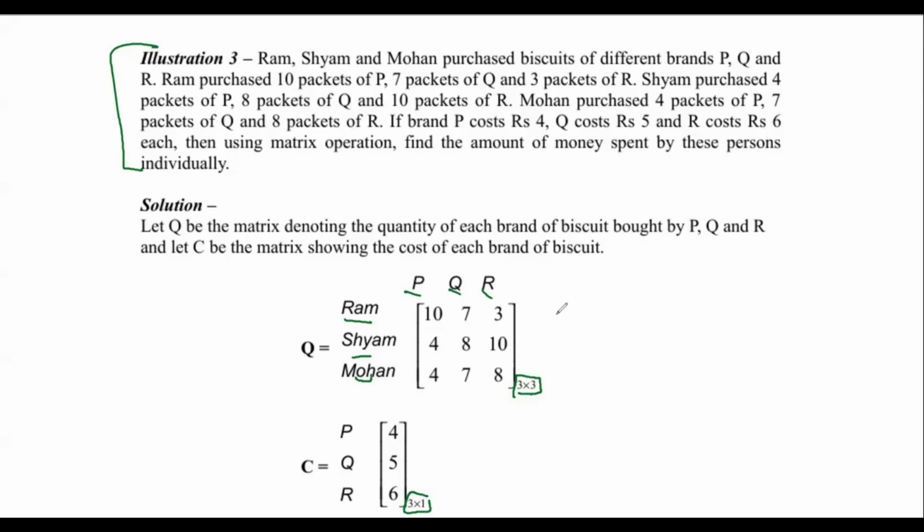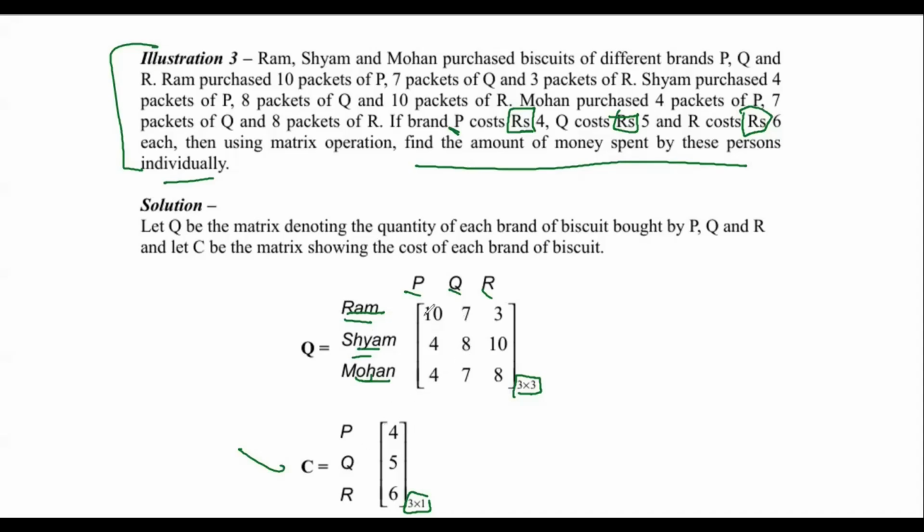When you multiply it. So they tell you that they're buying brand P for, you know, this is rupees, it's an Indian writer who gave us this example. So the cost of Q is 5 rupees, cost of R is 6 rupees. And this is the matrix that represents cost. So they want to know, find the amount of money spent by these three guys, Ram, Shah.